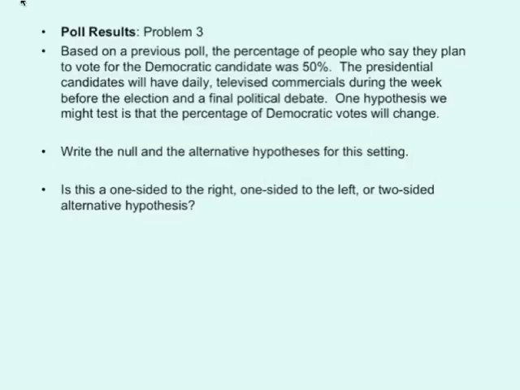Polling results. Based on a previous poll, the percentage of people who say they plan to vote for a Democratic candidate was 50%. The presidential candidates will have daily televised commercials during the week before the election and a final political debate. One hypothesis we might want to test is that the percentage of Democratic voters will change, or Democratic votes. So write the null and the alternate hypothesis for the setting. Is this a one-sided to the right, one-sided to the left, or a two-sided alternate hypothesis? Okay.